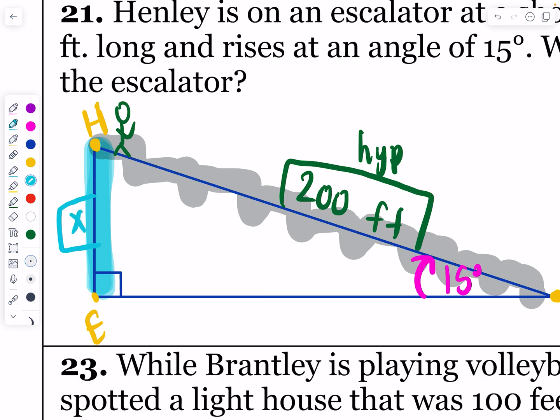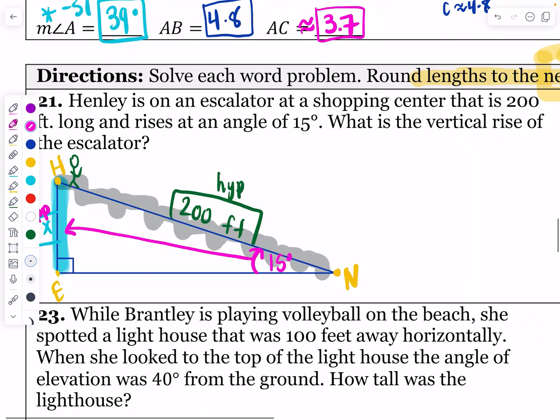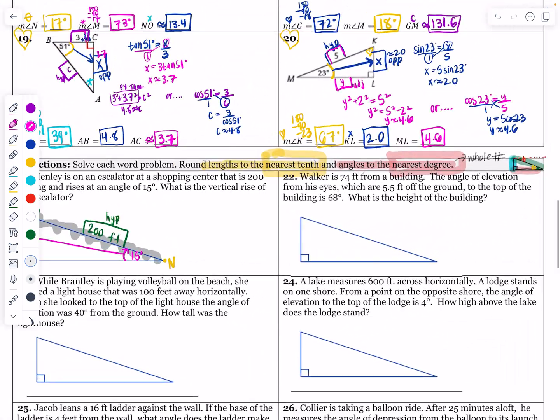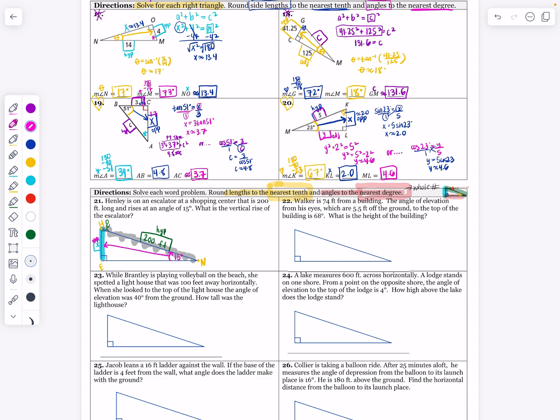So now I can use trig because from my 15-degree angle, this is my opposite piece. And then the hypotenuse is 200. Since I'm solving for a side length, I'm going to be using normal trig. So what normal trig is that? Opposite and hypotenuse is going to be sine. So that's going to be the sine of 15 degrees equals opposite X over hypotenuse 200. I'm going to put this over 1 and I'm going to cross multiply.